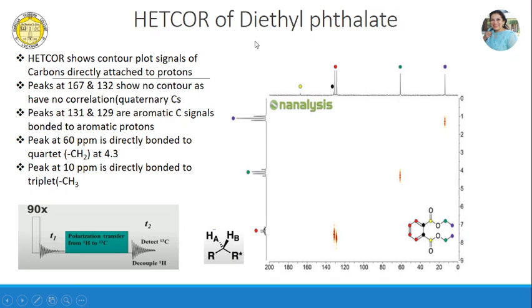Now let us do HETCOR of diethyl phthalate, right?